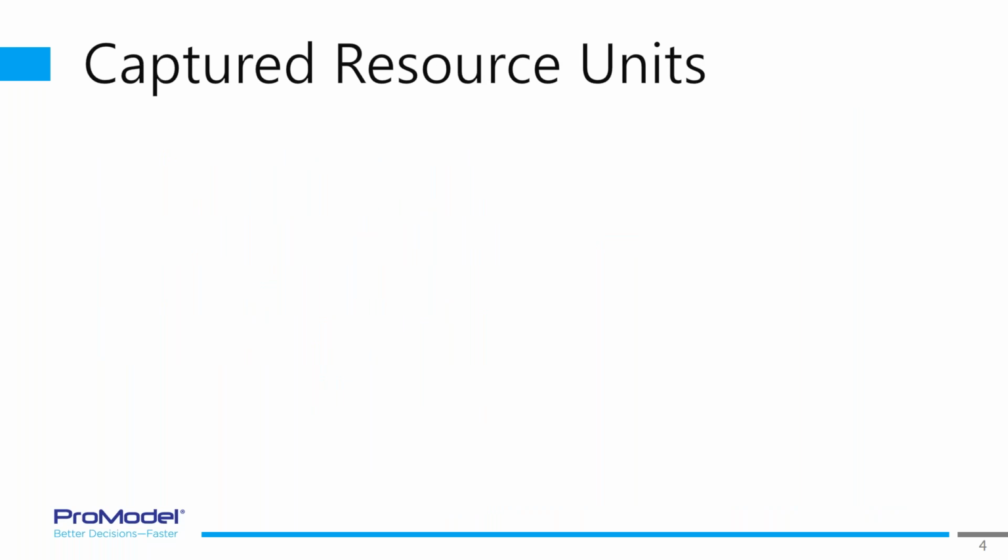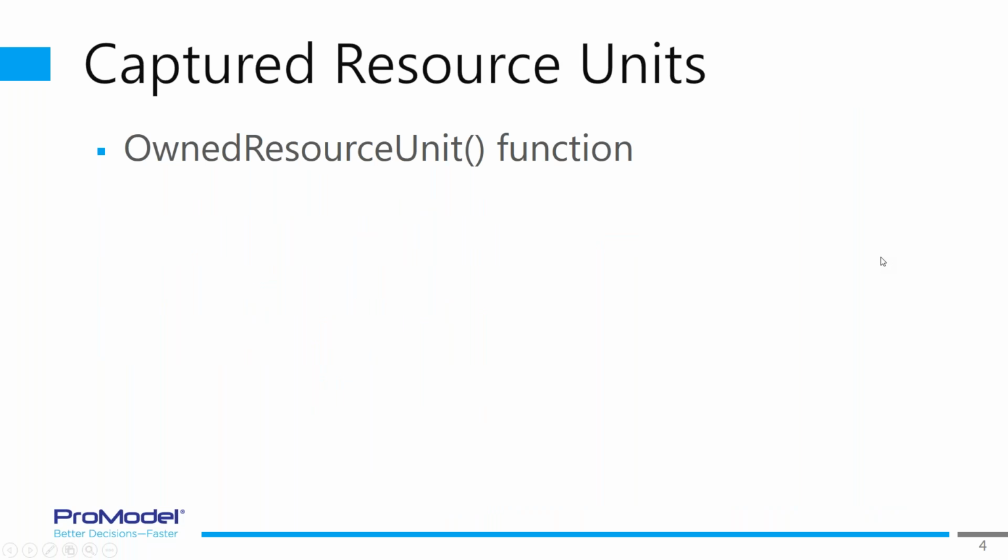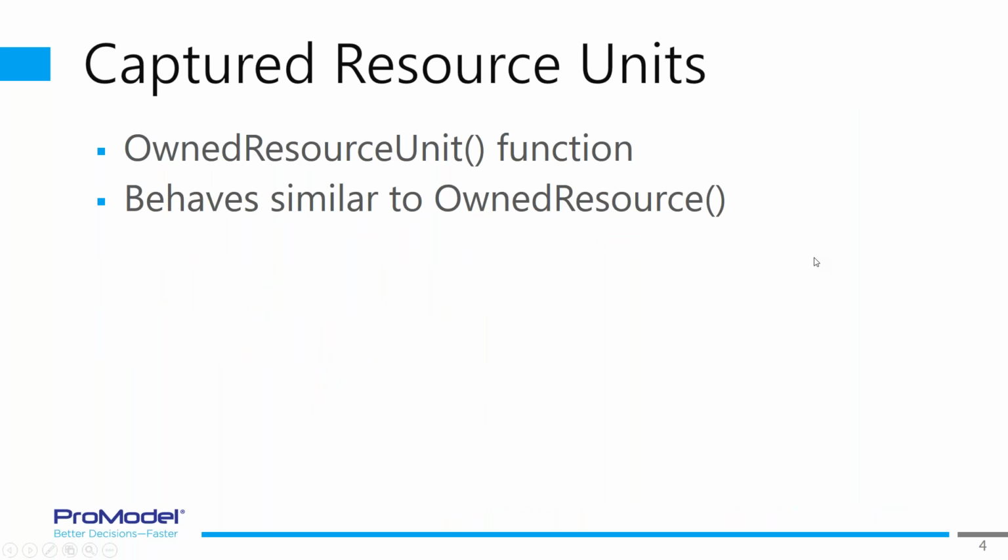Okay, so the next new feature that we added was the ability to understand what resource unit you have captured. This is accomplished through a new function called owned resource unit. It behaves very similar to owned resource. Hopefully you had that thought as soon as you saw it. In fact, it functions exactly the same way, but whereas owned resource will return the index number of the resource type that you have captured, owned resource unit will return the exact unit number of that resource type.